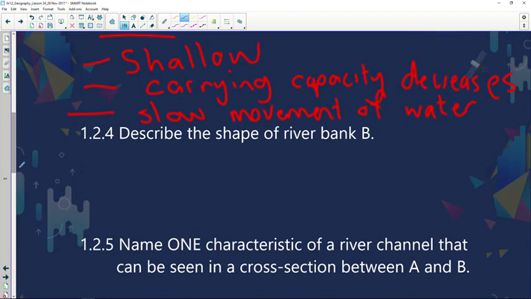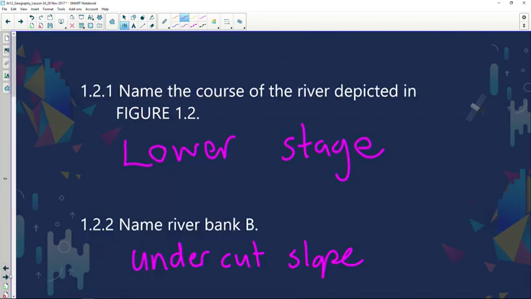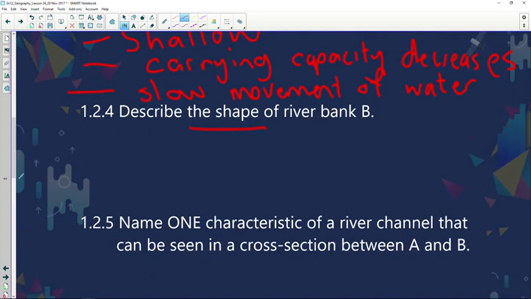Describe the shape of the river bank. Question 1.2.4. The shape, if you quickly look at it at number B, B will have, if you had to draw a transverse profile, a concave slope. And the correct answer for 1.2.4 is concave.